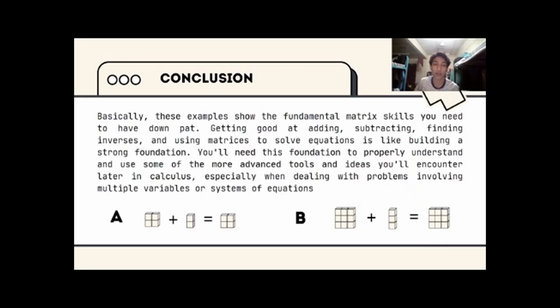Conclusion. Basically, these examples show the fundamental matrix skills you need to have down pat. Getting good at adding, subtracting, finding inverses, and using matrices to solve equations is like building a strong foundation. You will need this foundation to properly understand and use some of the more advanced tools and ideas you will encounter later in calculus, especially when dealing with problems involving multiple variables or systems of equations.